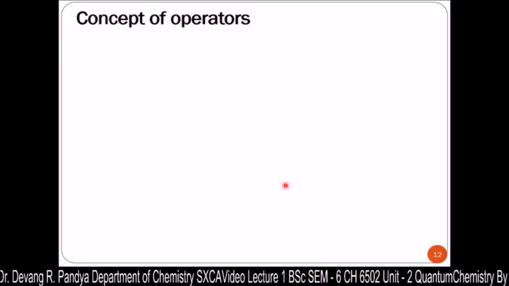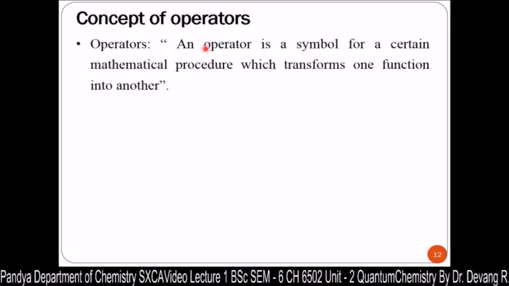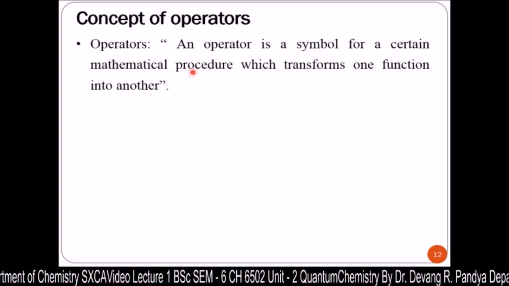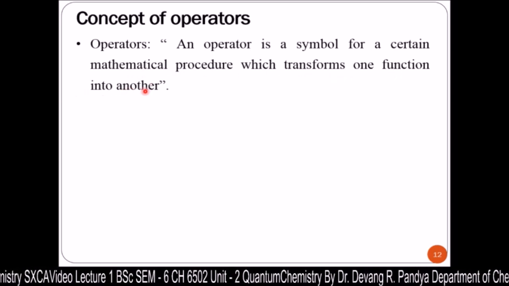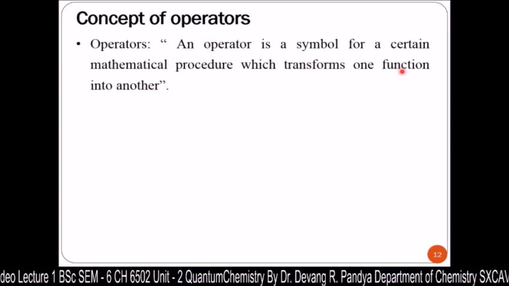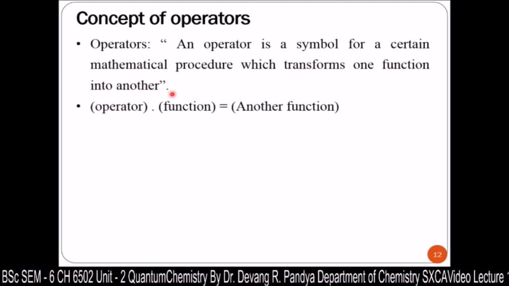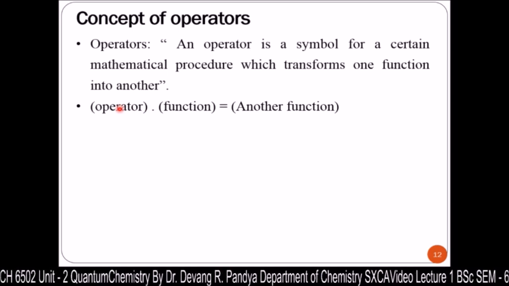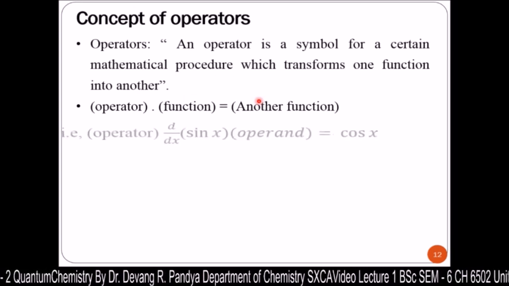Now the concept of operators, which you have already studied in semester 4. An operator is a mathematical symbol for certain mathematical procedures which transform one function into another. That means the operator operates on a function and changes that function to another function. Here you can see the operator operating on any function. This dot doesn't mean multiplication every time. It means the operator operates on the function and changes it to another function.